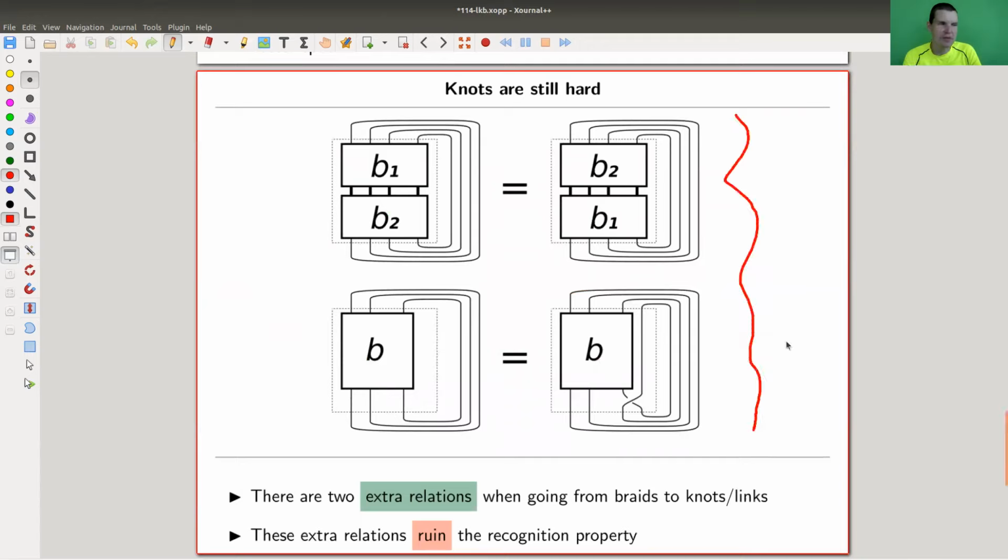I've indicated them here. So the first one is pretty simple. If you have a braid and you stack a braid on top, then you can just slide one around and put it on the bottom again. So I can just take this one here, slide it around the closure, and it ends up at the bottom. And that's just not possible in the braid group where your strings are fixed. And the other one is kind of a Reidemeister one move. But this really just ruins the recognition property. And recognizing knots is still really, really, really hard.